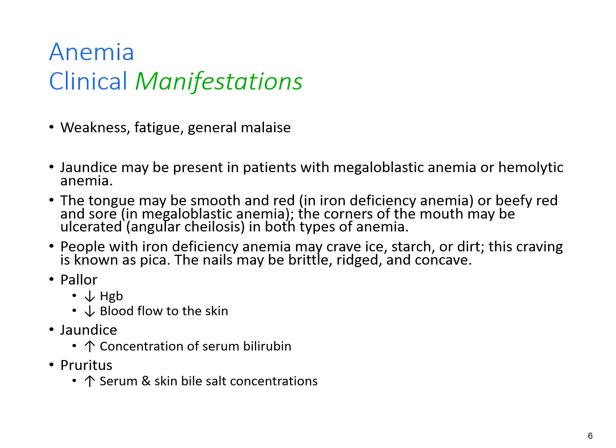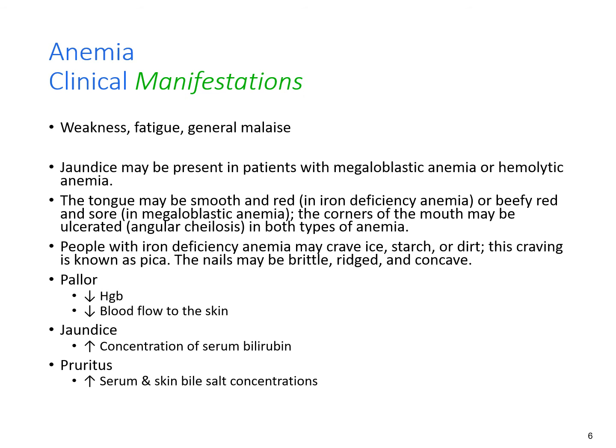All right? The corners of the mouth may be ulcerated, and that's known as angular cheilosis in both types of anemia. So in both iron deficiency anemia and in megaloblastic anemia, you may see that the patients have angular cheilosis. People with iron deficiency anemia may also crave things like ice, starch, or dirt, and that's known as pica. The nails may be brittle, ridged, and concave. So this is where you start making charts and looking to see what types of manifestations fall under which type of anemia. So what else may you see?